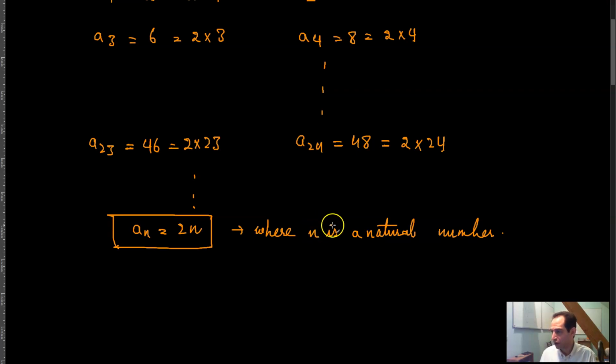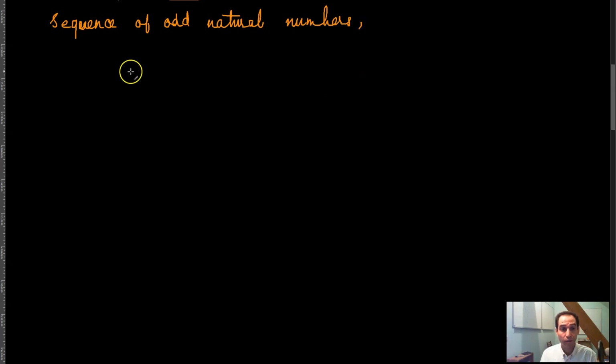Similarly, if you consider the sequence of odd natural numbers, which is 1, 3, 5, 7, and so on and so forth, you can actually write this in 2 different ways. There is 2n plus 1 and 2n minus 1 if you want to. Sometimes you need the 0, sometimes you don't need the 0.